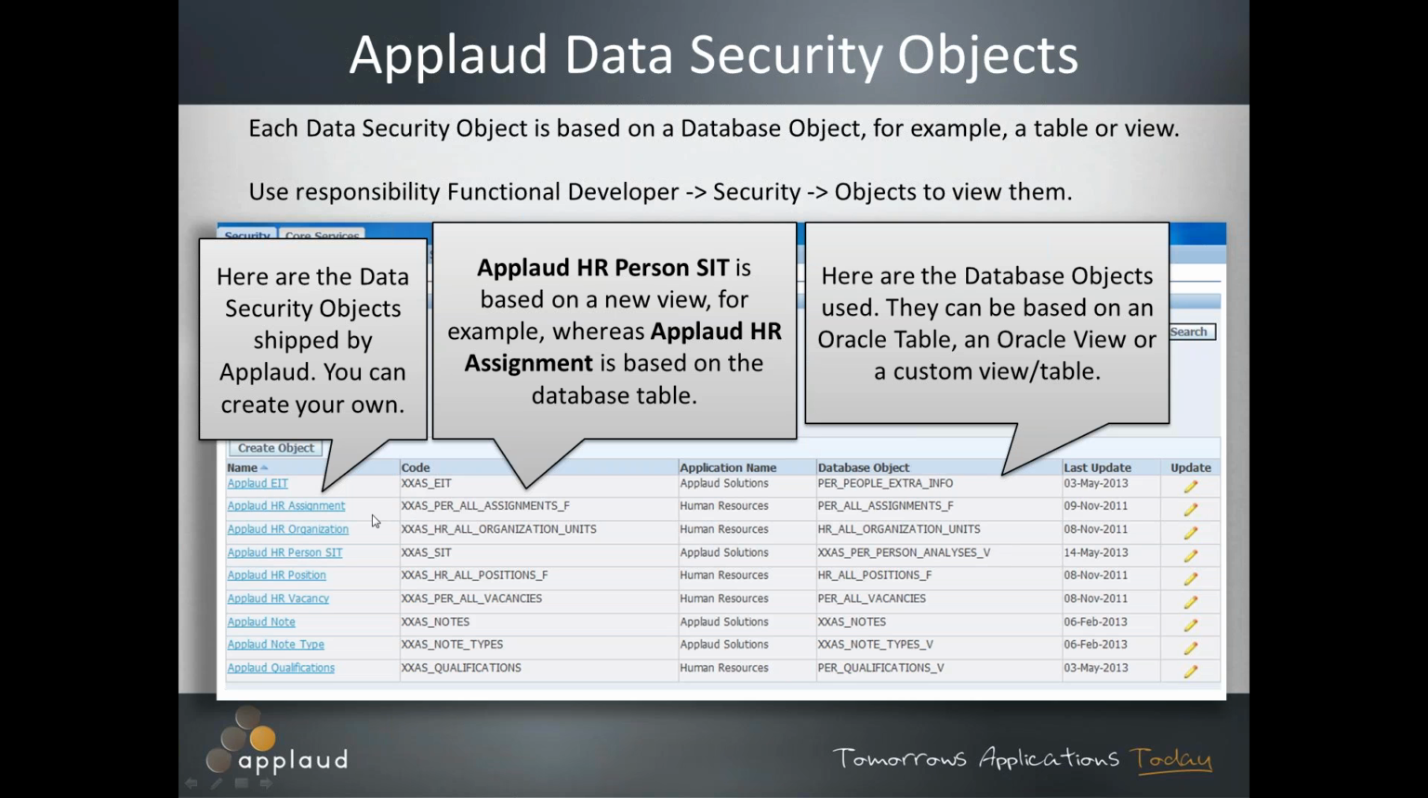Whereas if you look at Applaud HR assignment object, that's based on the database object per all assignments F. All right, so these data objects describe the full set of data that can be available through that database object. In the case of assignments, it's every assignment record. In the case of Applaud HR Person SIT, it's whichever SIT records are returned by that view. So that's the first thing to try to get into your head. A data security object or a data object is simply a mapping to a database table or database view.